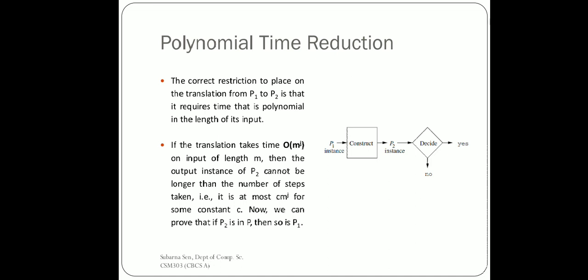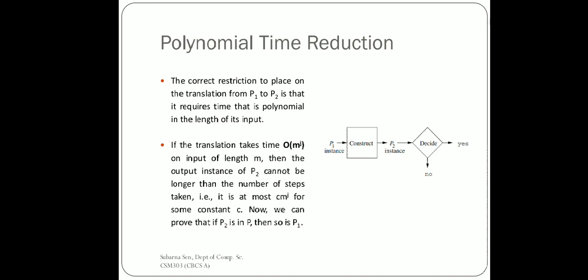Since this translation can be done in polynomial amount of time, whatever output instance P2 gives, P2 being fed from the construct block only, it will be in the order of m to the power j only. But we have kept one constant because we have to represent it in terms of some factor, so it will be like c into m to the power j, where c is any constant.